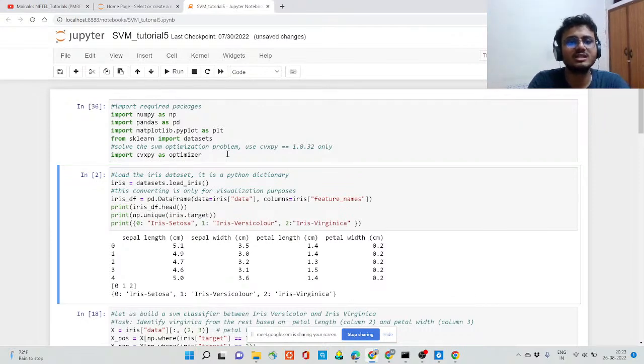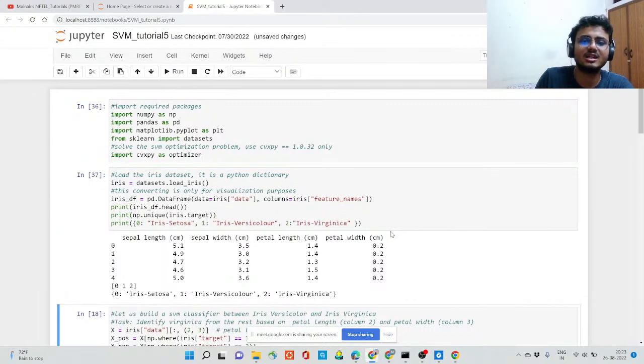So let's import these libraries. I'll just use a convex optimization library because it's a convex optimization problem that we are going to generate. Other than that, we're not going to use any library. So here I'm just loading the data. There's nothing to explain here. So I loaded the data.